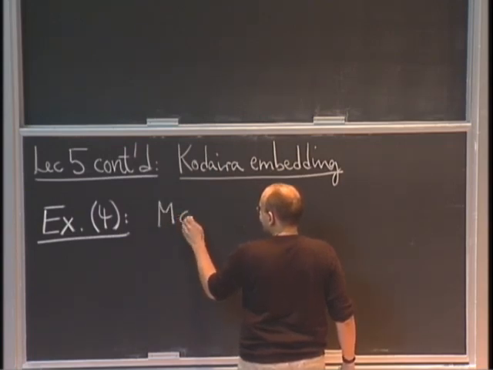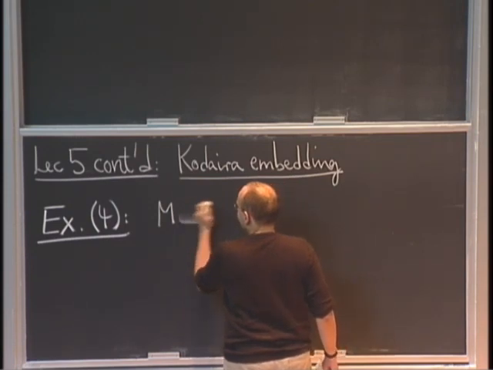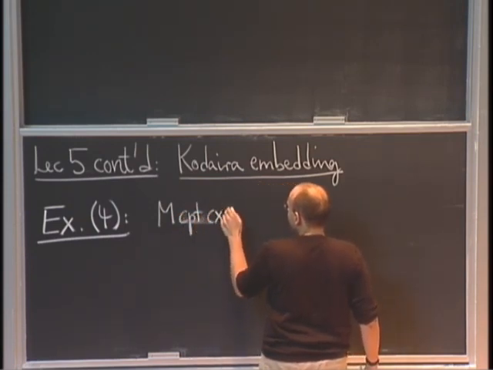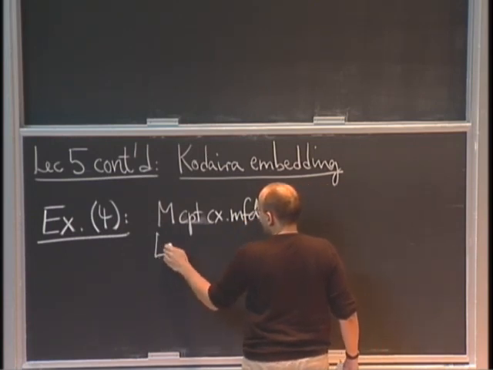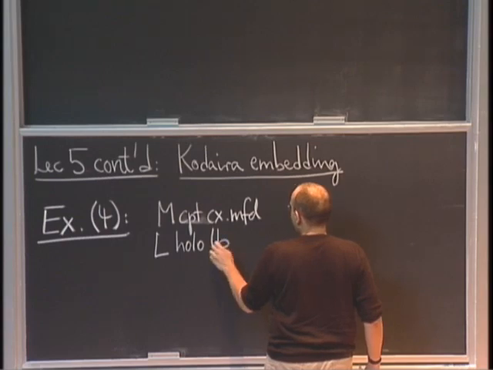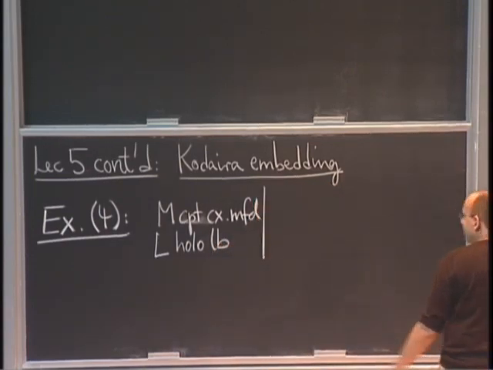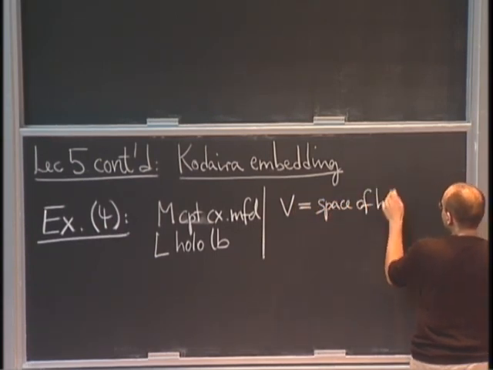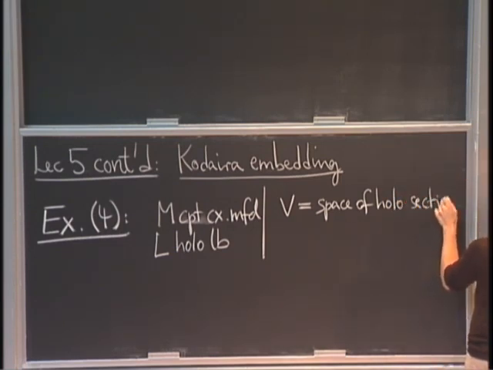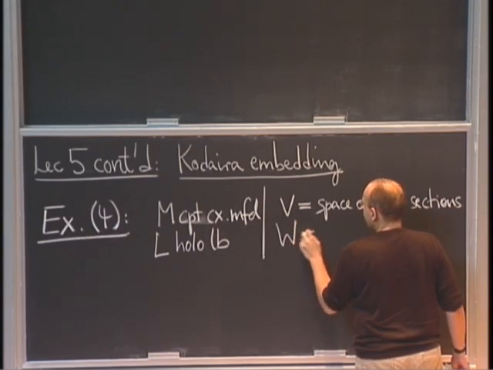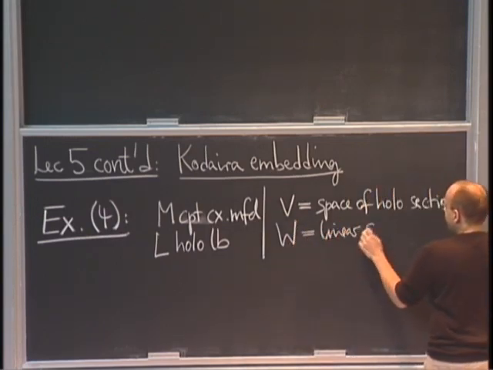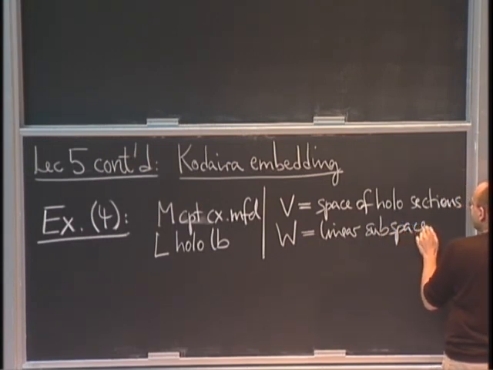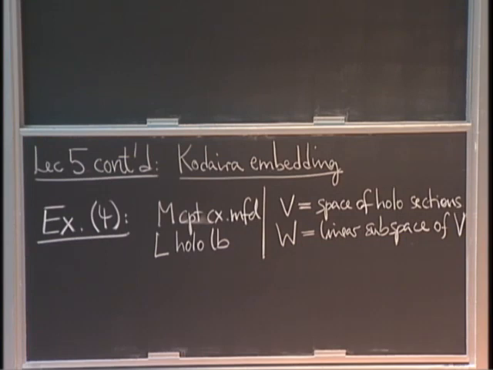So I'll just restate the definition. We have a compact complex manifold M, and a holomorphic line bundle L over M. V is the space of holomorphic sections, and W is a linear subspace of V. That's what we'd call a linear system, for no apparent reason, so it's kind of a strange name.